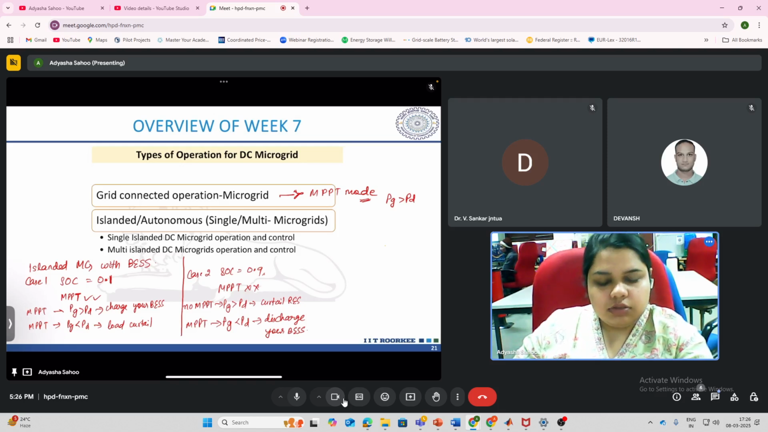So depending upon the SOC of the battery, the operation of the microgrid will vary.